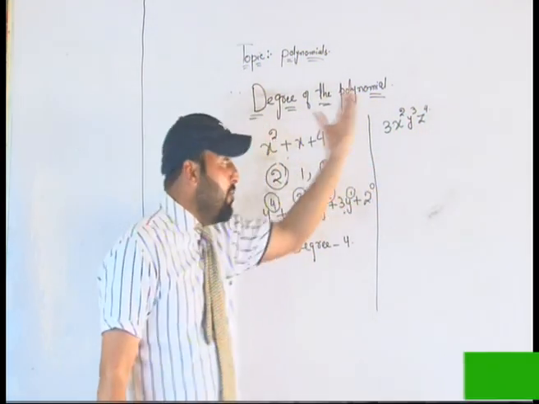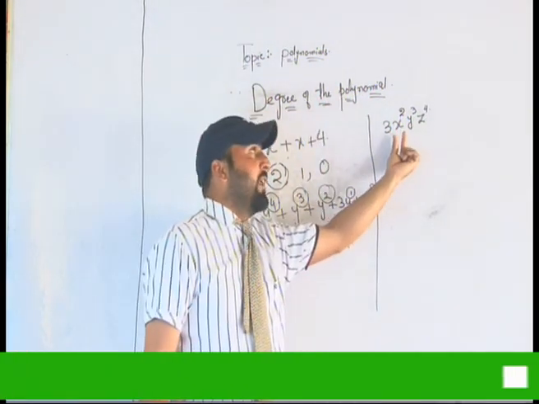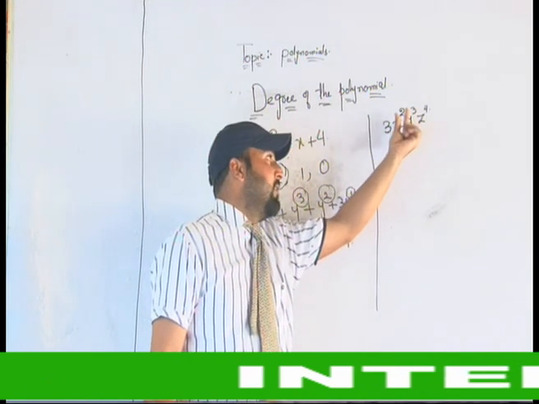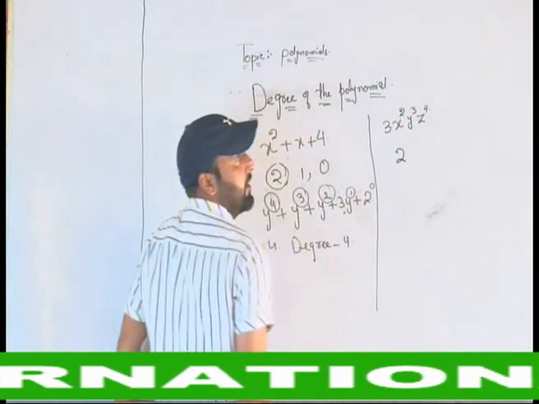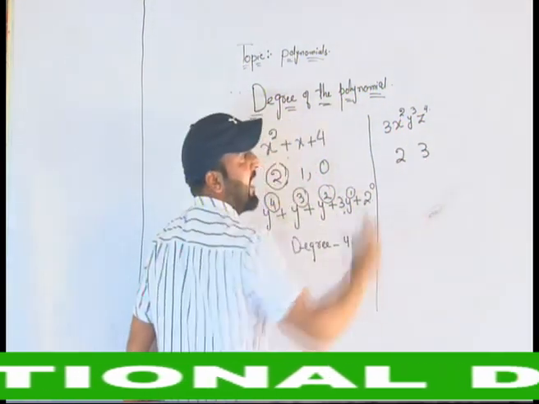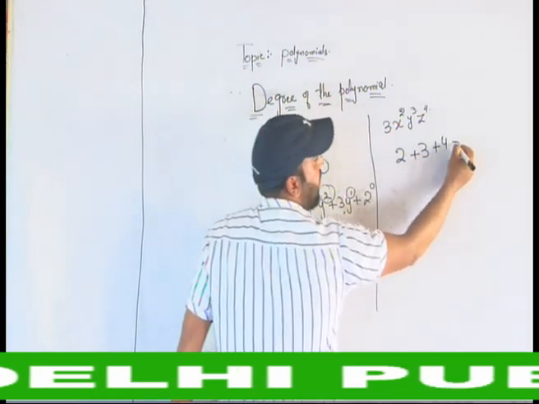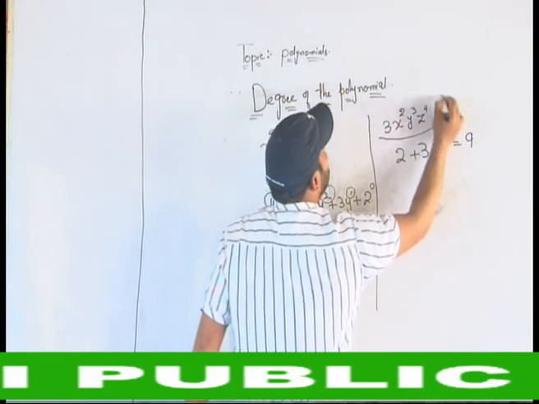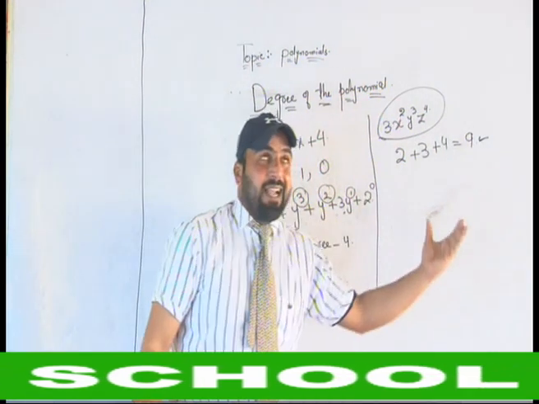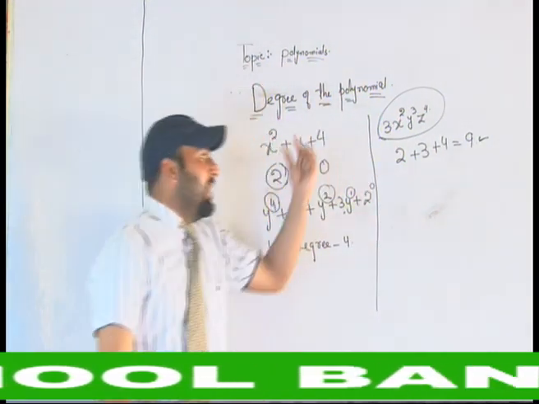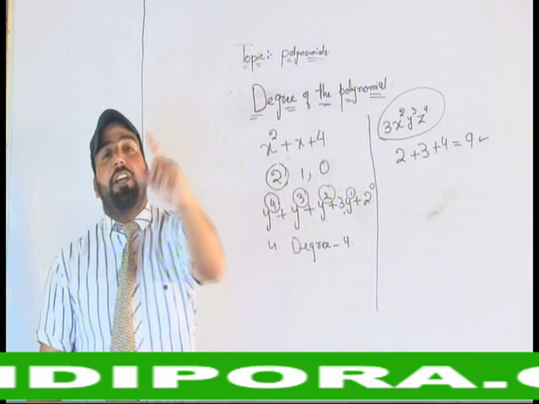So how will you find the degree of this polynomial? You have to take all the exponents: the exponent of x, the exponent of y and the exponent of z. The exponent of x is 2, the exponent of y is 3, the exponent of z is 4. Add them: 3 plus 2 is 5, 5 plus 4 is 9. So the degree of this polynomial is 9. So in case the polynomial contains more than one variable, you have to add the exponents. At that time you will get the degree of the polynomial.